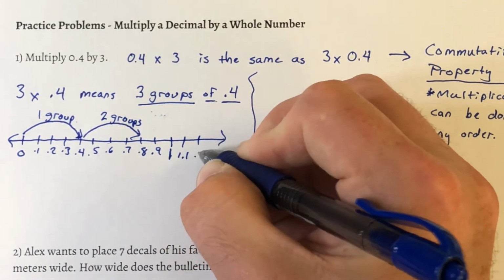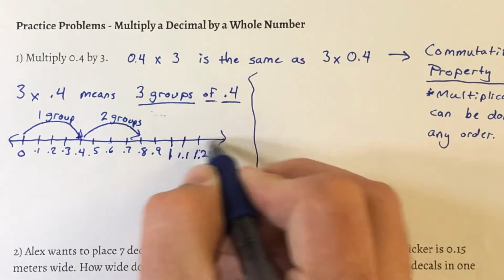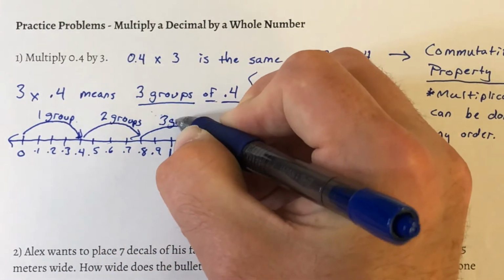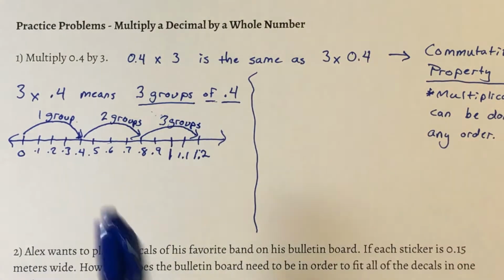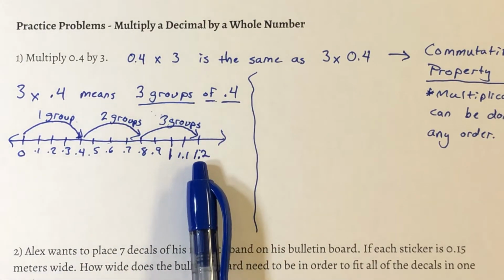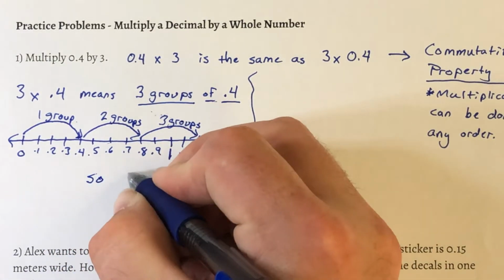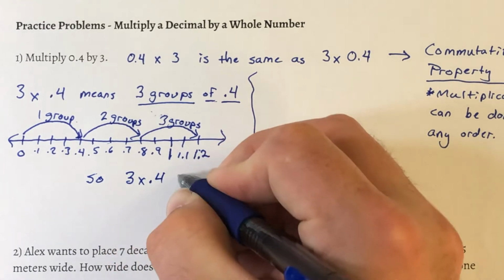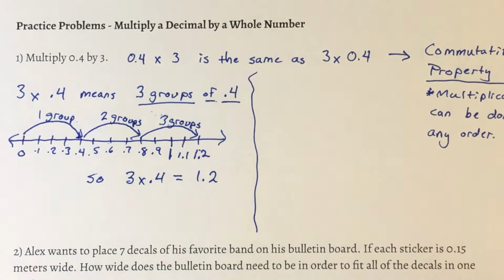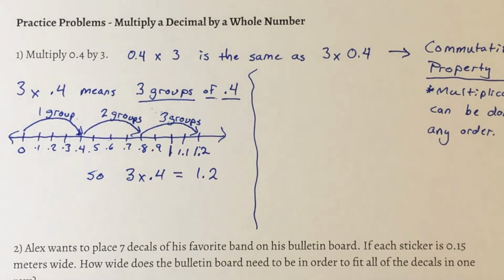1.1, 1.2. Oops. So 1, 2, 3, 4, another group of 0.4. So we have 3 groups. What does that mean? I have 3 batches of them. And what's that going to add up to? It's going to add up to 1 and 2/10, or 1.2. So 3 times 0.4 is equal to 1 and 2/10, or 1.2. Now that's just a nice visual of what we're doing or what it means.